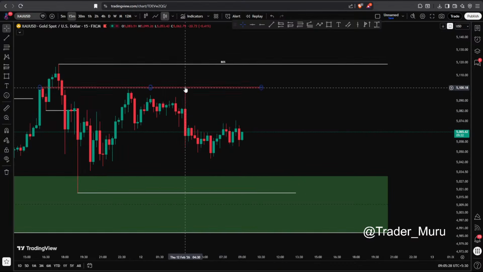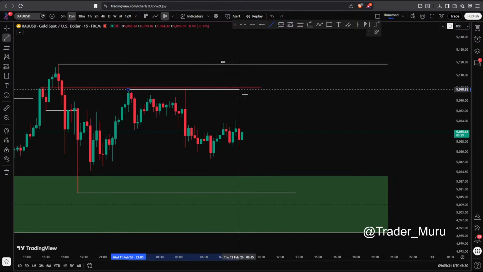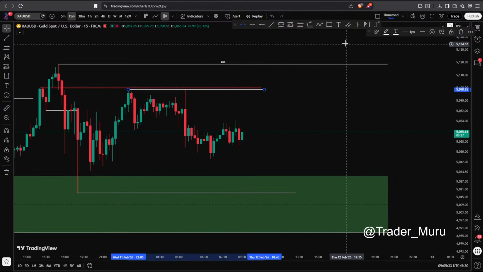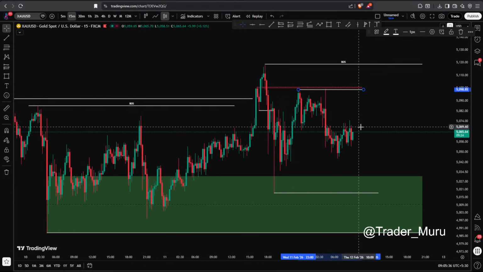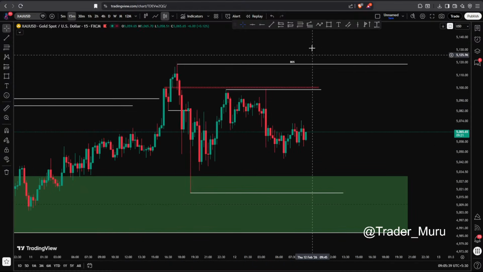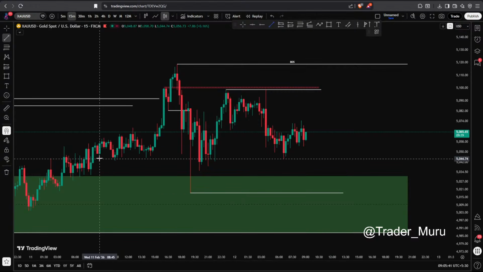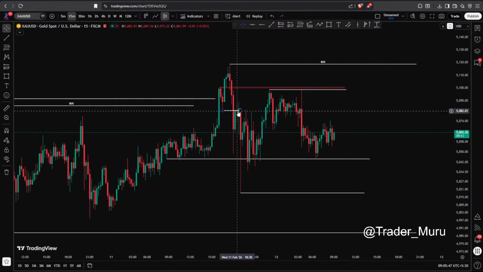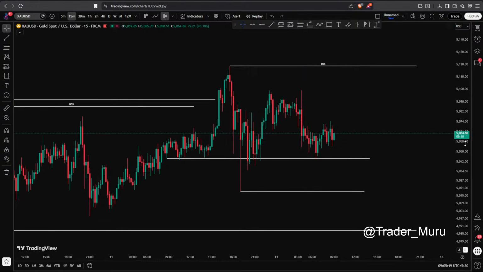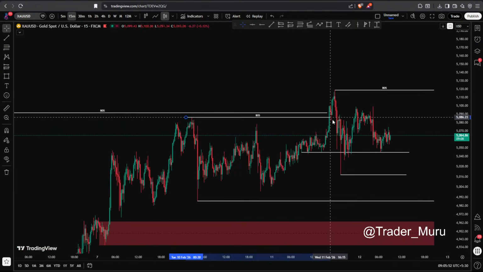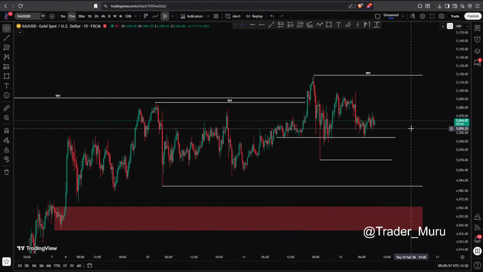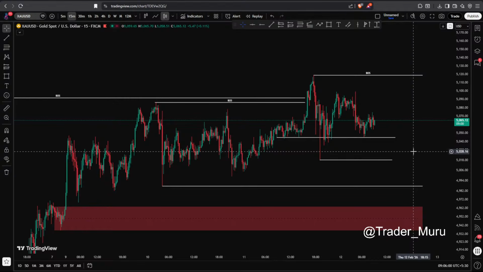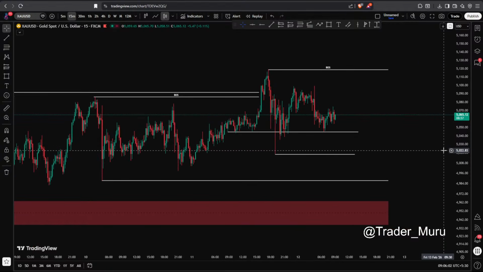Wait for this high to get flipped. Once this high gets flipped, you can buy it. Before that, it can still retrace. And this is a current support on which it is bouncing. This is what I'm looking for.